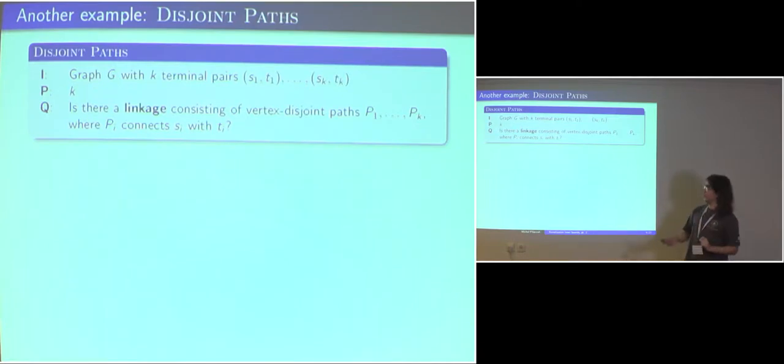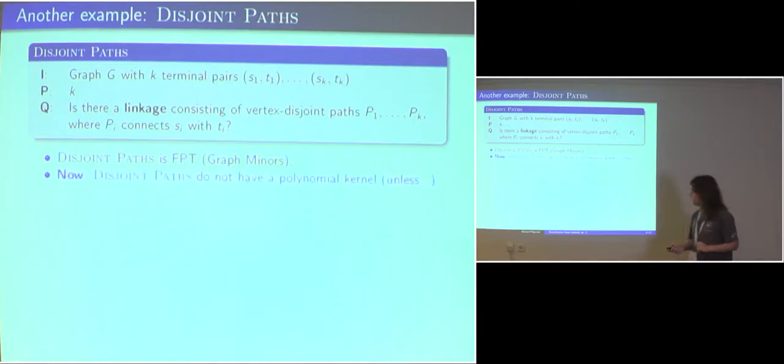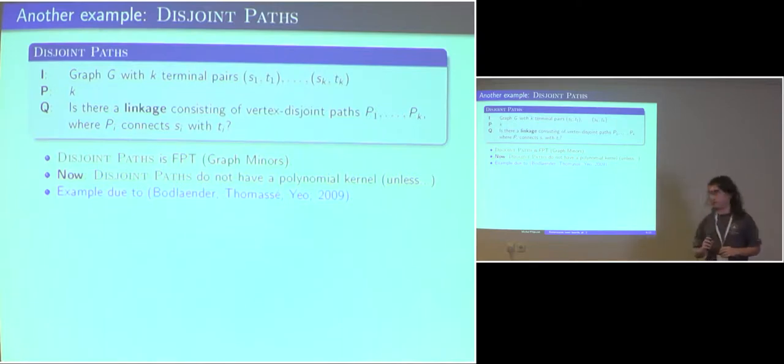So each path has a prescribed source and target. Now this problem is NP-hard in general, but it is fixed parameter tractable by a very non-trivial argument that is one of the most important algorithmic results of the Graph Minors project of Robertson and Seymour. And now we will show that it actually doesn't have a polynomial kernel, unless stuff happens. The example I will show is due to Bodlaender, Thomas, and Yeo, and it was proven shortly after the composition framework was introduced.